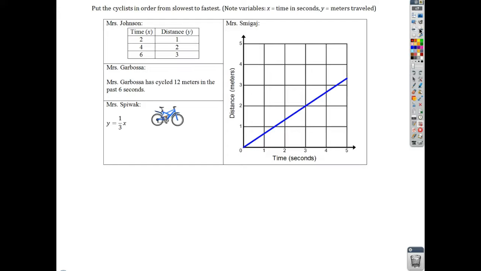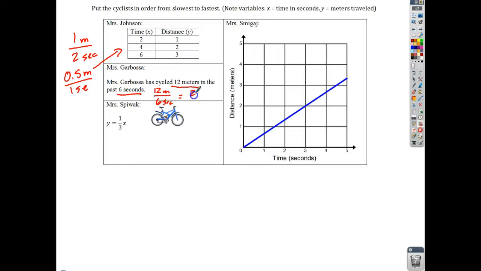Okay, so I'm going to just find the rate of change. This is time and this is distance. So Mrs. Johnson, for 2 seconds, she goes up one meter. So 1 meter in 2 seconds. She's going 1 meter every 2 seconds, which means she's going half a meter every 1 second. So that's for Mrs. Johnson. Mrs. Garbosa is going 12 meters in 6 seconds.